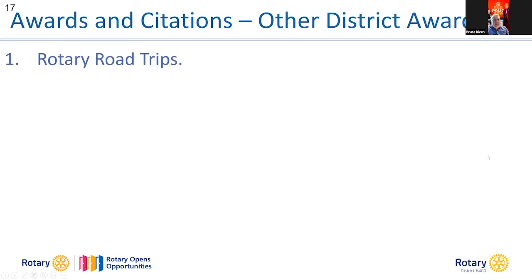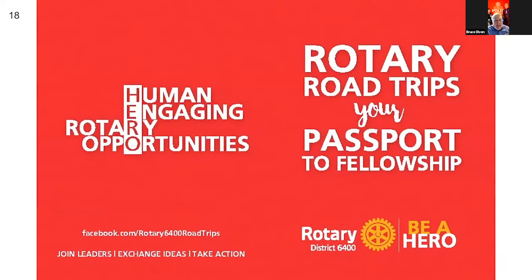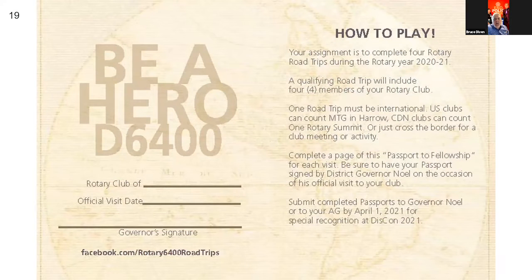Go ahead, next one. Rotary road trips. You all have these handy dandy. If I can show them, you can see your Rotary passport. Those are for your clubs, and the Rotary passport or road trips are, hopefully, that we can actually do those. They're actually attending other events and other Rotary meetings within the district. The how to play is right in front of you. It tells you that you need at least 4 members of your Rotary Club to participate on each one of these events.